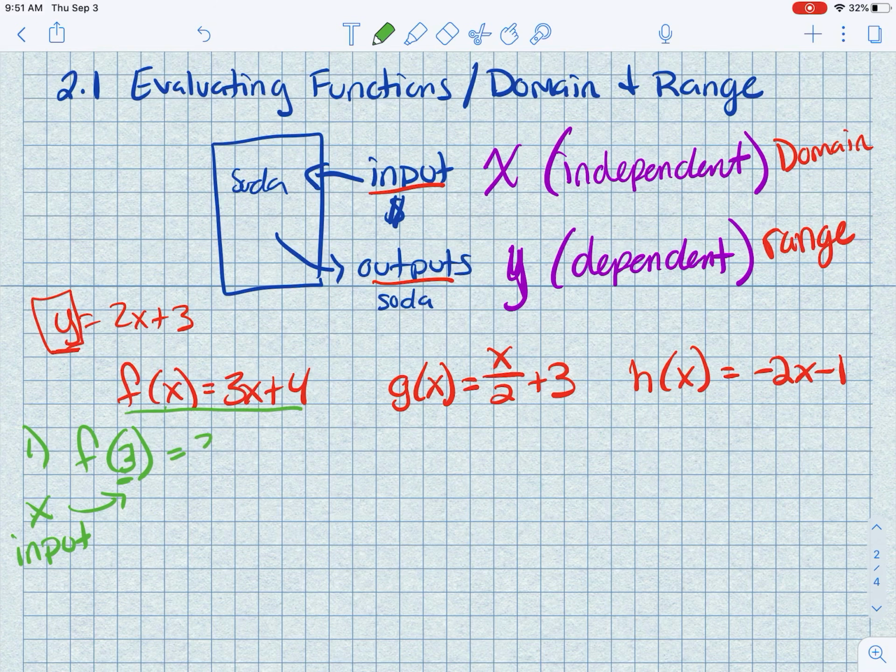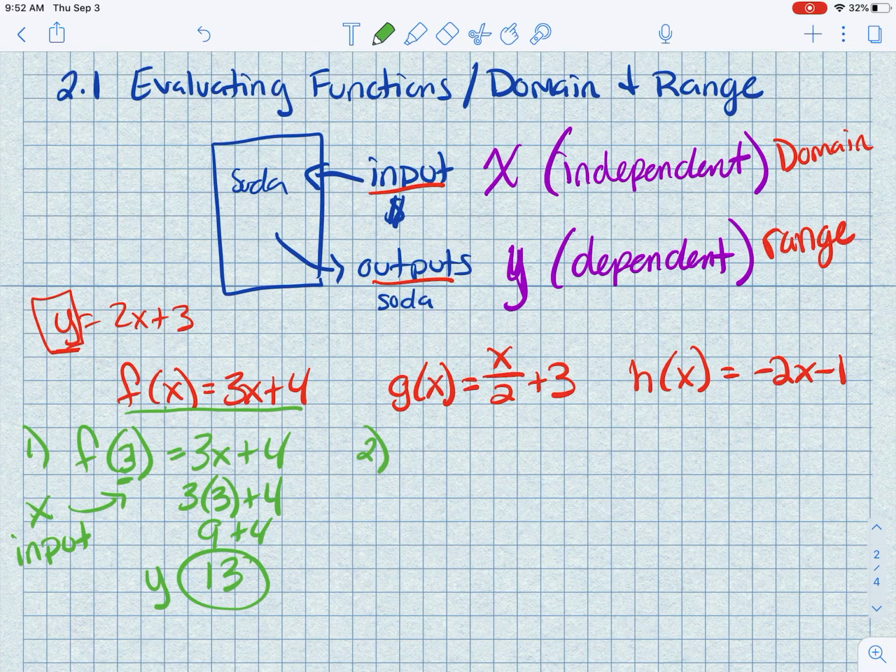If my f of x is normally 3x plus 4, I'm going to take that 3 and I'm going to input it into the x. Okay, and then we can evaluate it, which means simplify it. So 3 times 3 is 9. And then we have 9 plus 4 is 13. So my 13 is my output or my y value.